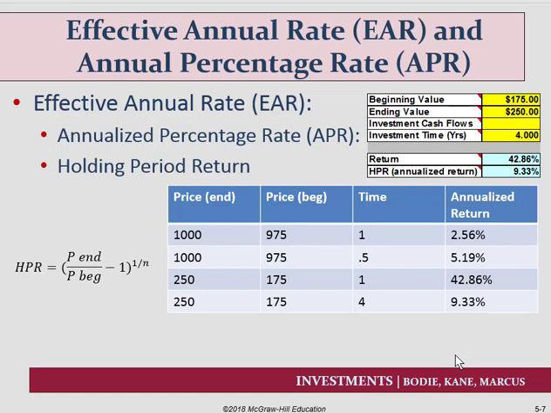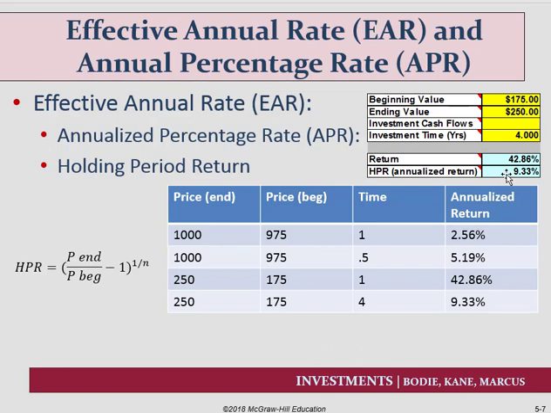The next thing we can look at is something called the effective annual rate, or the annualized percentage rate, sometimes referred to as the holding period return. You can see here we have an investment down below. We bought something for $175 and that's worth $250. So if you held that for 1 year, your rate of return would be 42.86%. Again, this is the holding period return worksheet.